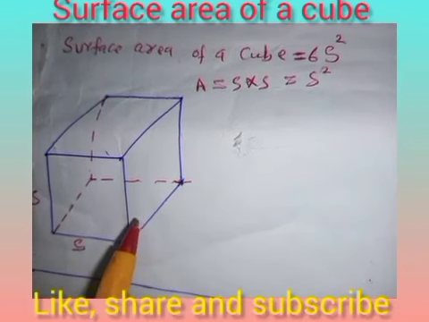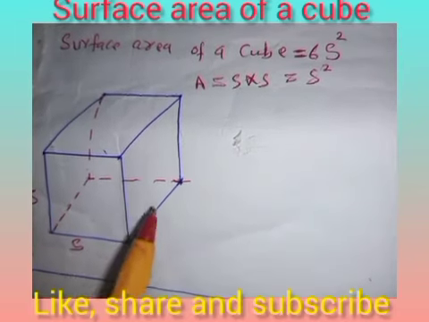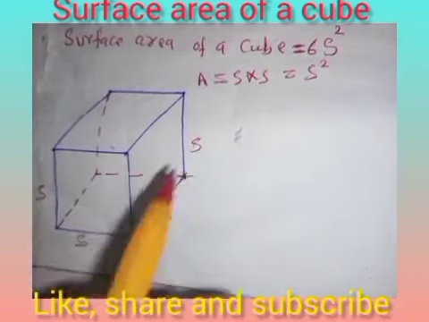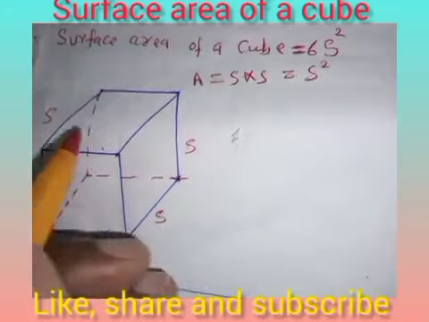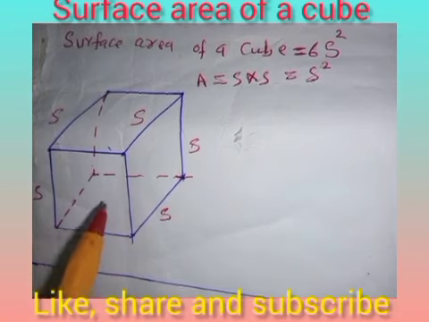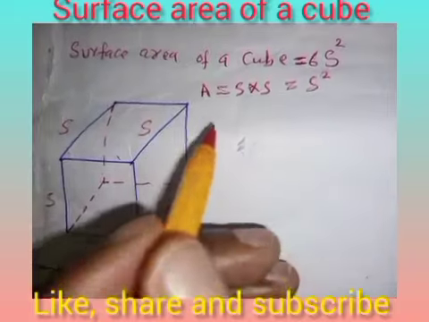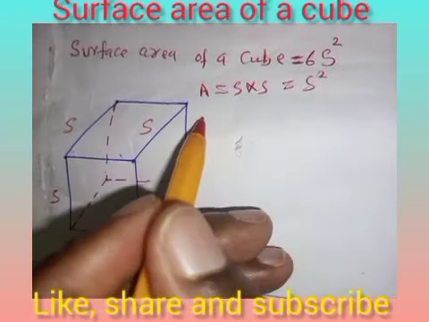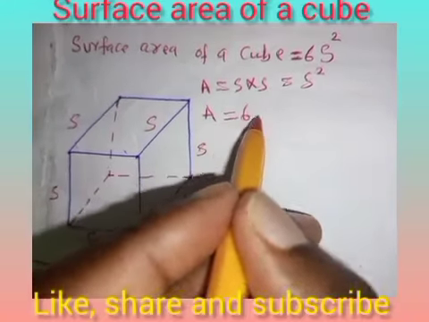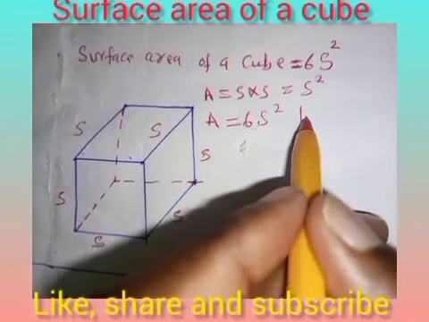Now there are six such squares in this cube. Even this one here has that. This is the other one, all the sides here are equal. So now, since there are 6 of them, it means that the surface area of our cube will be given by 6 s squared.